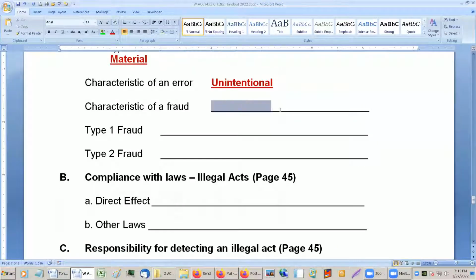Okay, what do you think is the characteristic of a fraud? So characteristic of an error is unintentional. Fraud, it must be what? Intentional. And this is why fraud is hard to prove. It can't be, oh gee, someone made an error. It has to be some intention. You have to show some type of intent. And usually the intent is shown in some way of trying to hide it. That's a common way of doing it.